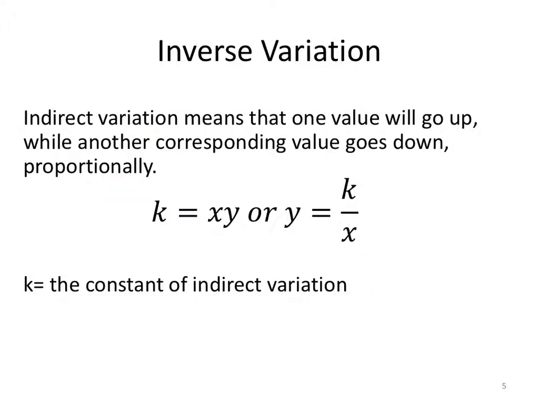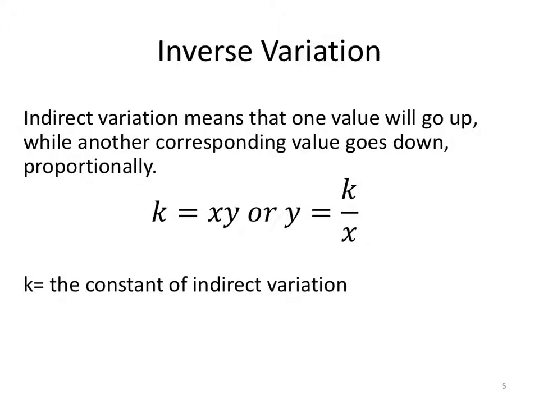Inverse variations. Indirect variation means that one value will go up while another corresponding value goes down proportionally. We could use gas, again, in your car or whatever it is that you drive. Oh yeah, some cars don't have gas, but whatever. For example, the longer you drive, the less gas you'll have in your car, right? Well, this is kind of going along those lines.